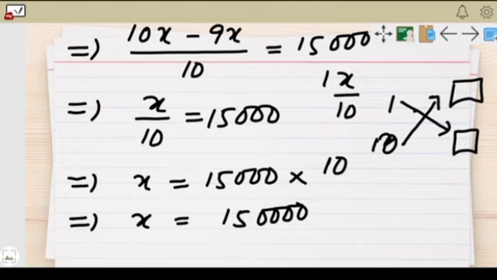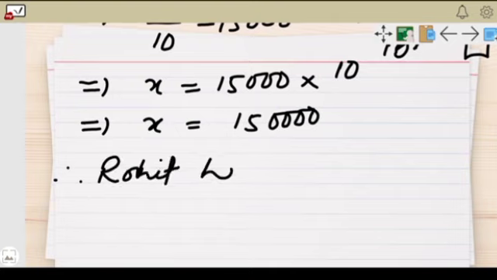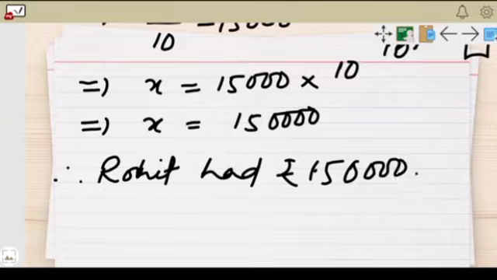And we'll give the conclusion how we are going to give. Therefore, what is the name of the boy? This is Rohit. So let me write Rohit had how much? Rupees 1,50,000.